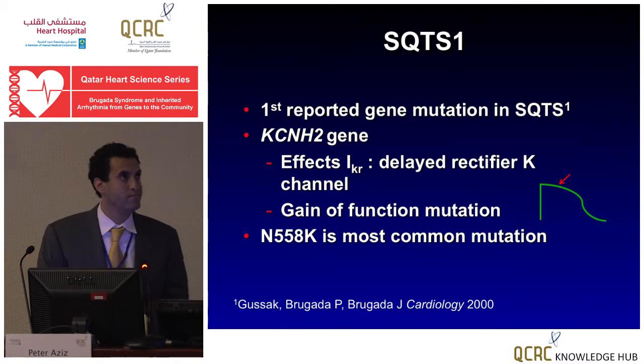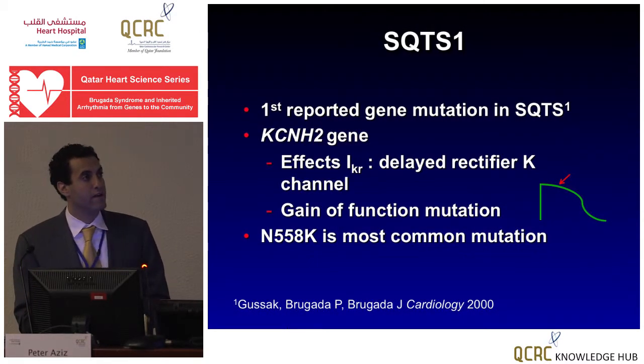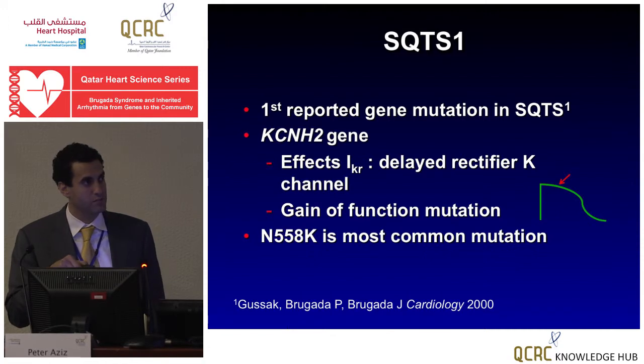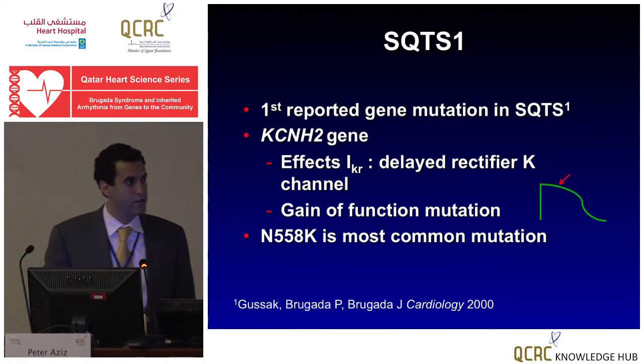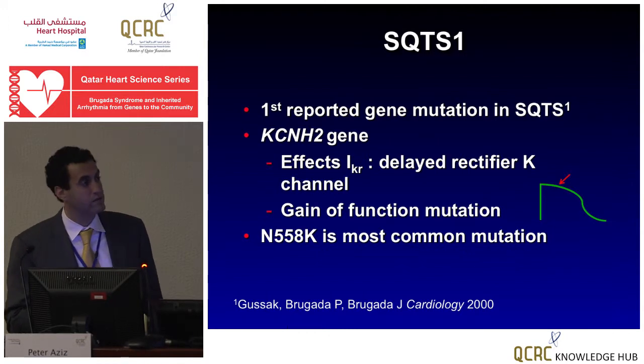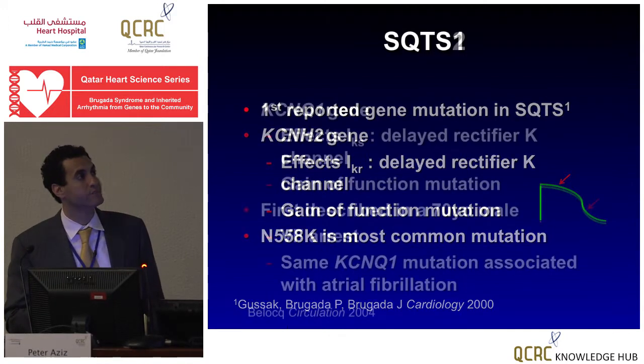Short QT syndrome 1 affects the IKr, which is a delayed rectifier potassium current. I've written here that it affects phase 2. It also affects phase 3. It's a gain of function mutation, and this nucleotide substitution is the most common mutation type seen.